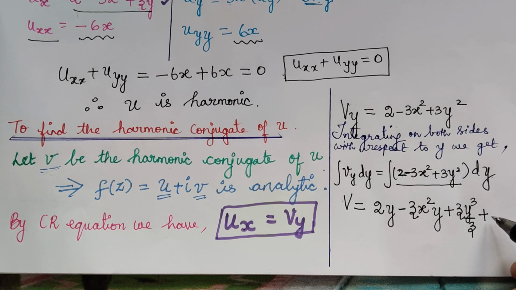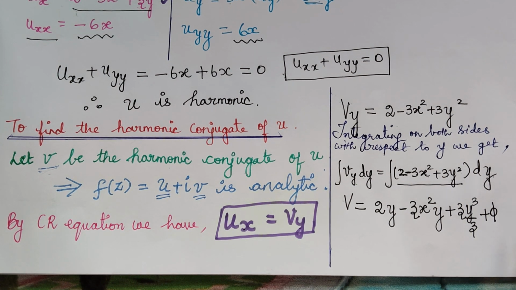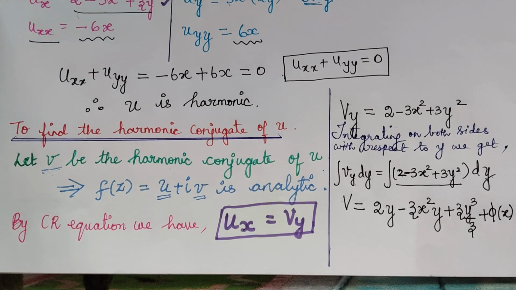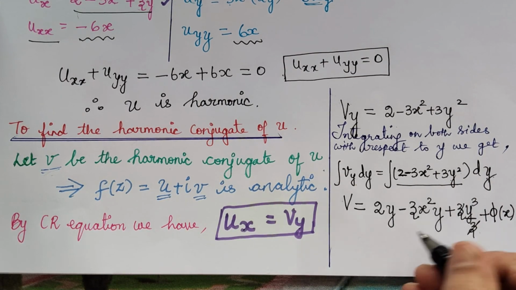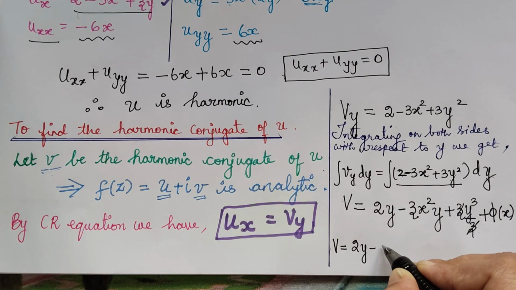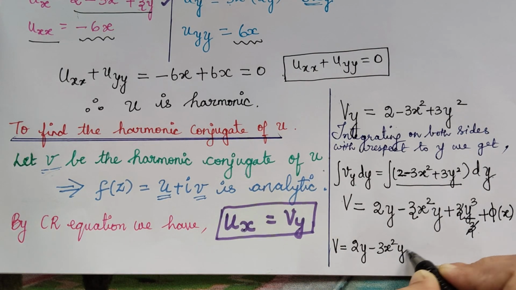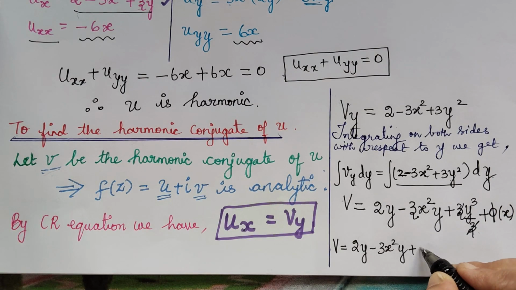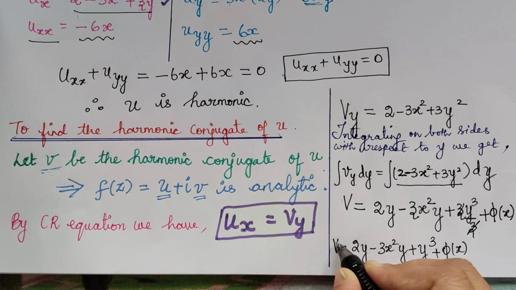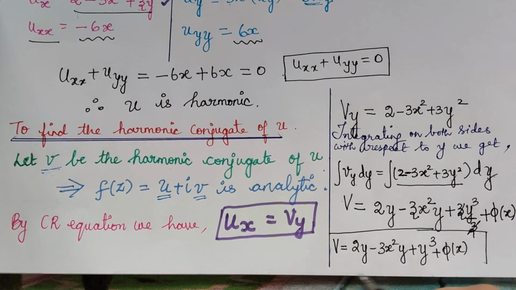Now since we are integrating with respect to y, the constant of integration has to be written with respect to x. So we will be having phi of x as the constant. So this is what we obtain after integrating on both the sides. So further rewriting this, I will cancel these two 3's, and so finally v will be equal to 2y minus 3x square y plus y cube. Since I have cancelled this 3, we will have y cube plus the constant of integration phi of x. So this is what we obtain as v.